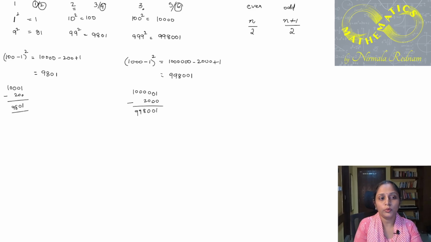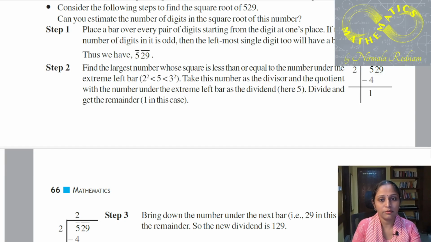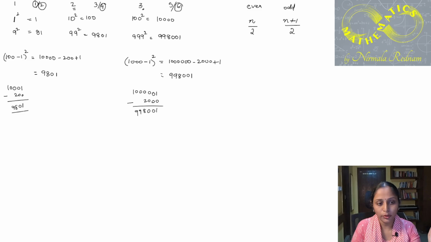So what we are going to do here is, we will be pairing the number into groups of 2. We are going to be pairing it starting from the ones digit. Let me show you the textbook. This is the first example that they have given, 529. Let us find the square root step by step so that you will understand the method of long division. Let's take the number 529.